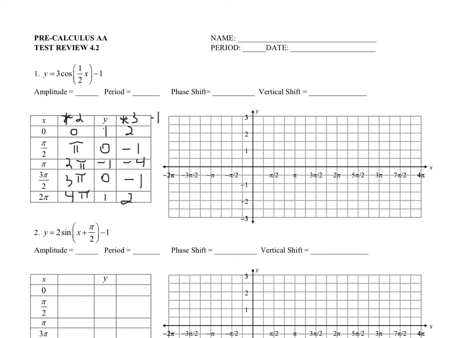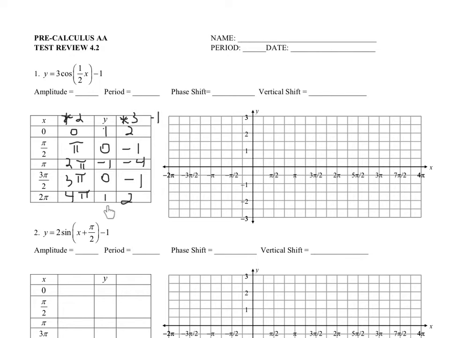Then I look to see what's happening on the outside, because these outsiders are going to change the vertical values or the y values of my graph. So I'm going to use the values for cosine for my y values. So cosine at 0 is 1. Cosine at pi over 2 is 0. Cosine at pi is -1. Then 0, then 1 as we go around the unit circle.